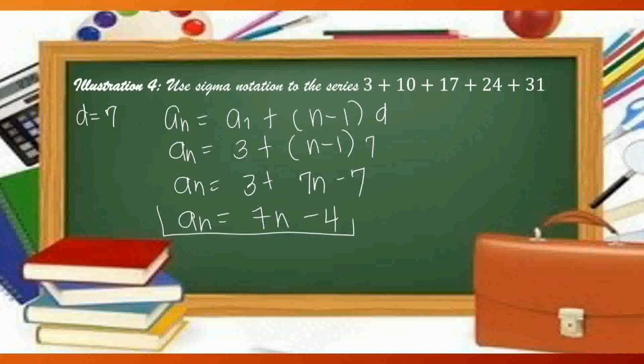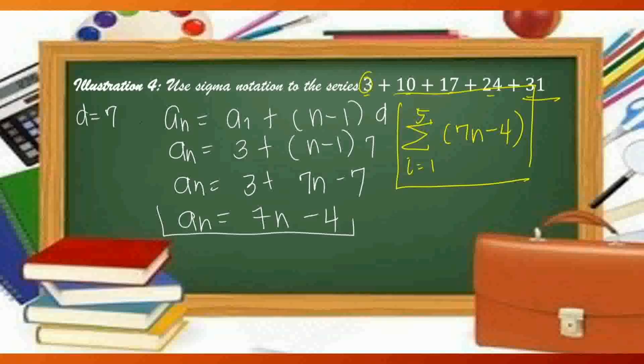And again, we will use this to represent the series in sigma notation. So the summation of 7i minus 4 as i goes from 1 to 5, since there are 5 terms here: 1, 2, 3, 4, 5. If i is equal to 1, 7 times 1 is 7 minus 4, which is equal to 3. If i is equal to 5, 7 times 5 is 35 minus 4, which is equal to 31. So this is the representation of the series in sigma notation.